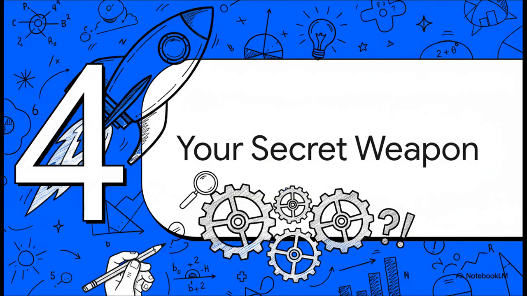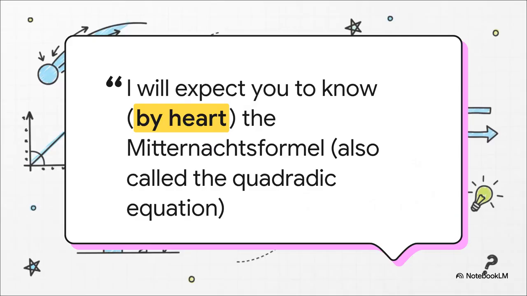All right, let's talk about the one mathematical tool that the study guide is very clear you need to have memorized. This is your secret weapon for solving some of the trickier problems. And there it is, plain and simple. You are expected to know the quadratic equation, or the Mitternachtsformel, by heart. You can't rely on the formula sheet for this one. You gotta have it locked and loaded in your brain.